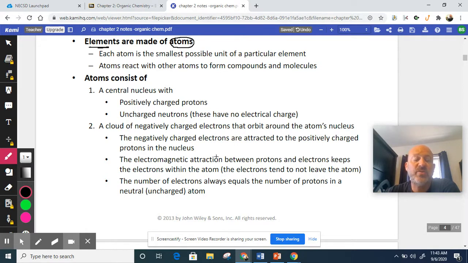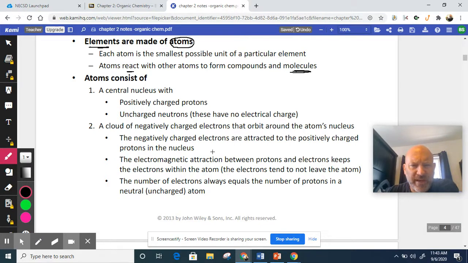And what atoms do, many of them, is they react with each other. They form bonds with each other, all right? And when we do that, we create what are called molecules. So molecules are formed when different atoms like carbon and hydrogen start clinging to each other.